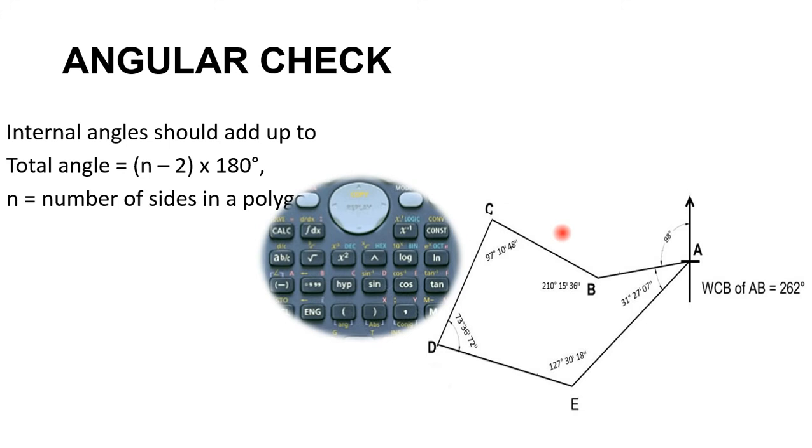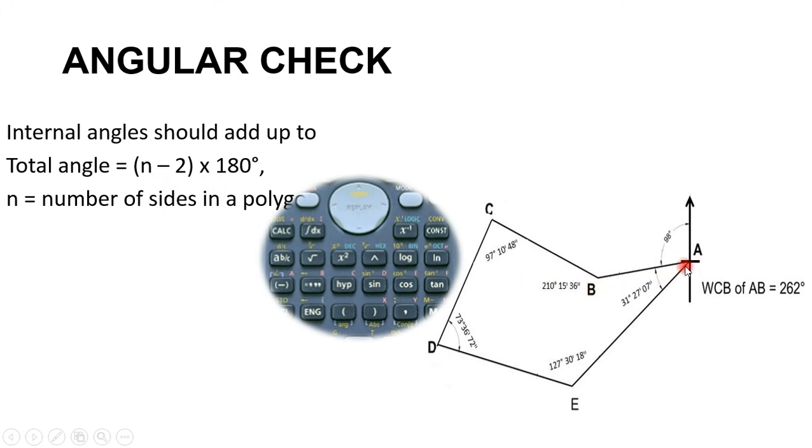So let's imagine we have this polygon on our right hand side, and then it is required that we should work out the angular check, or to find out whether the internal angles of the polygon are going to add up to the formula that we have, n minus 2 times 180 degrees.